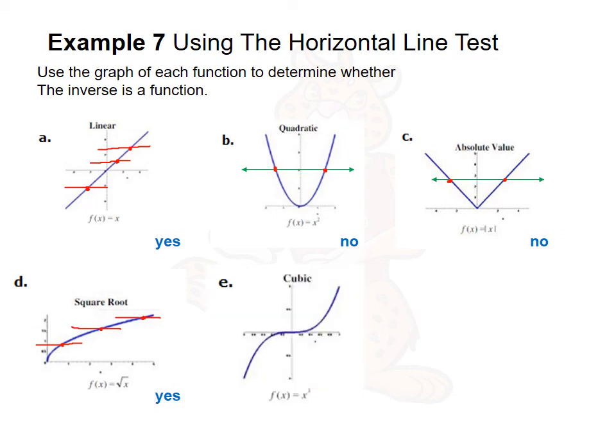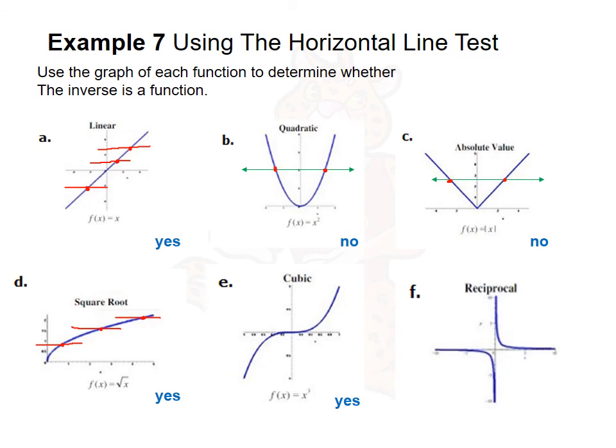Let's see the next one. I have a cubic function. Think for a moment about the cubic function. If you keep on drawing a horizontal line, what is going to happen? Will the graph be intersected in exactly one point or more than one point? You're going to notice that the intersection between any horizontal line that you draw and the curve that represents the cubic function is only one point. Therefore, yes, the inverse of this function will be a function.